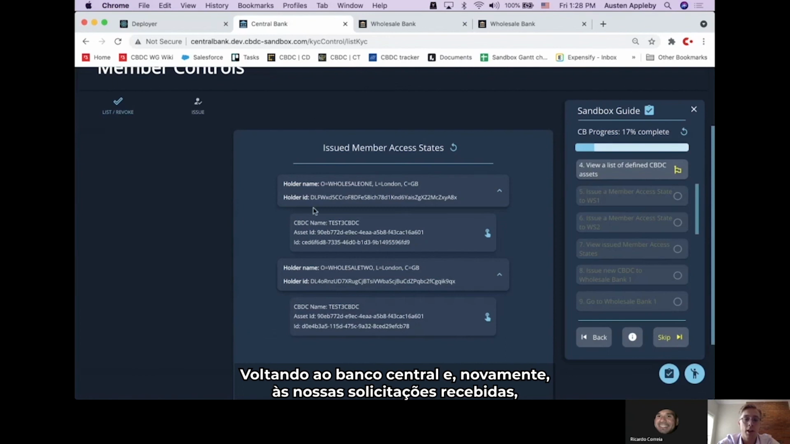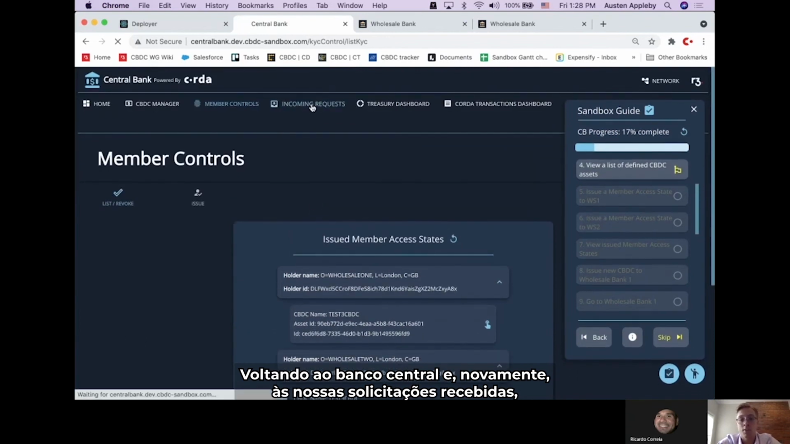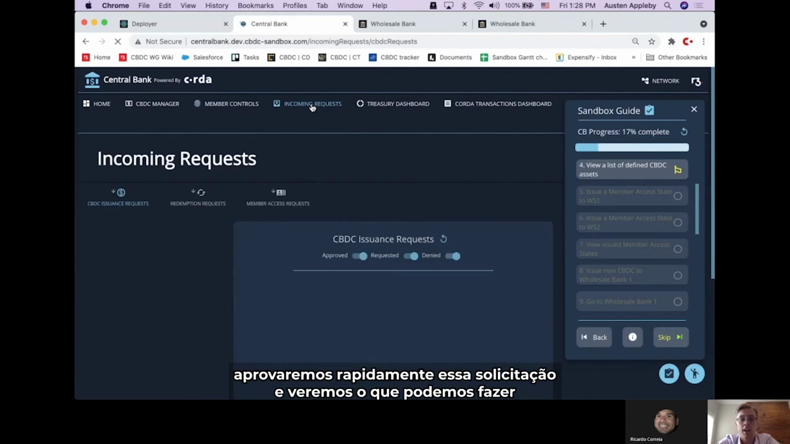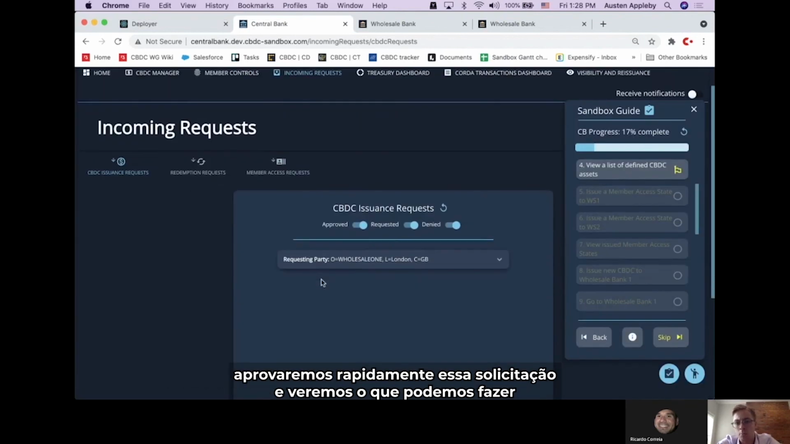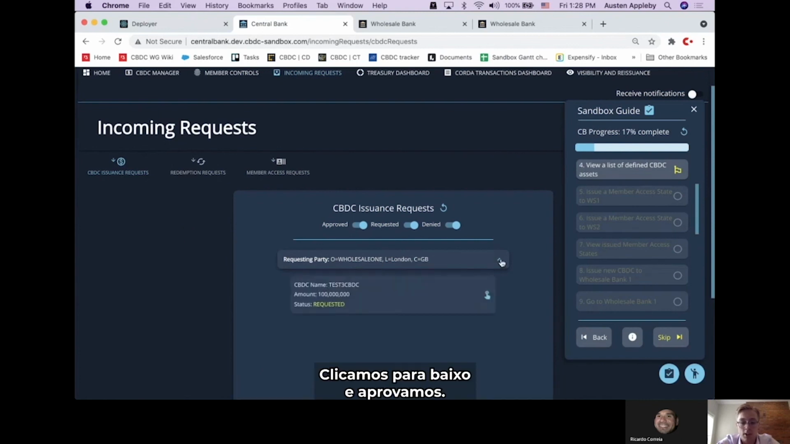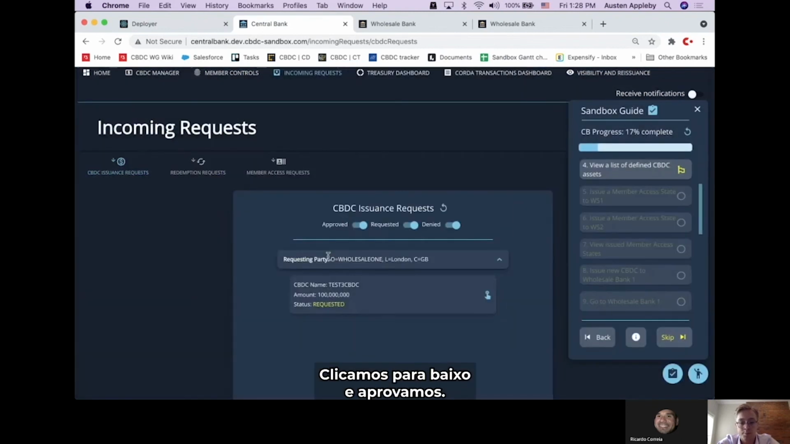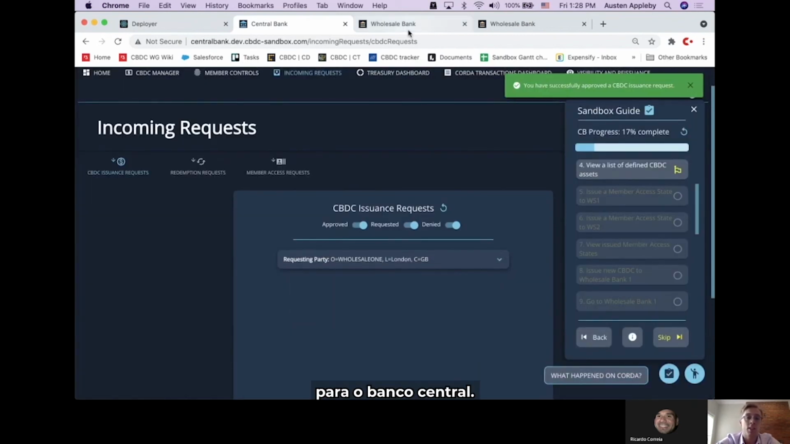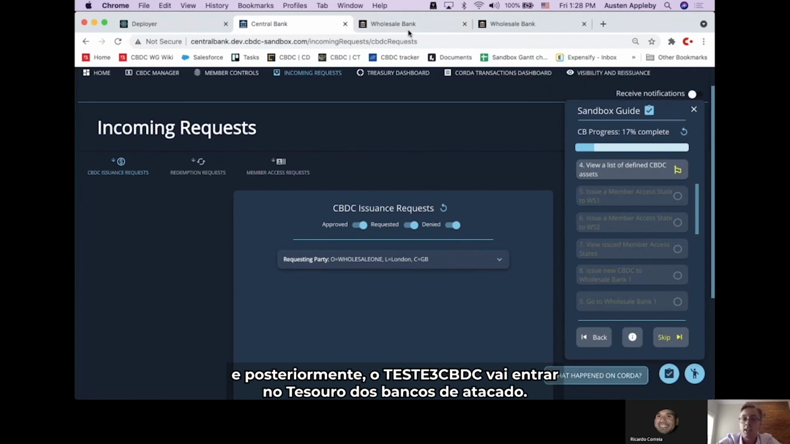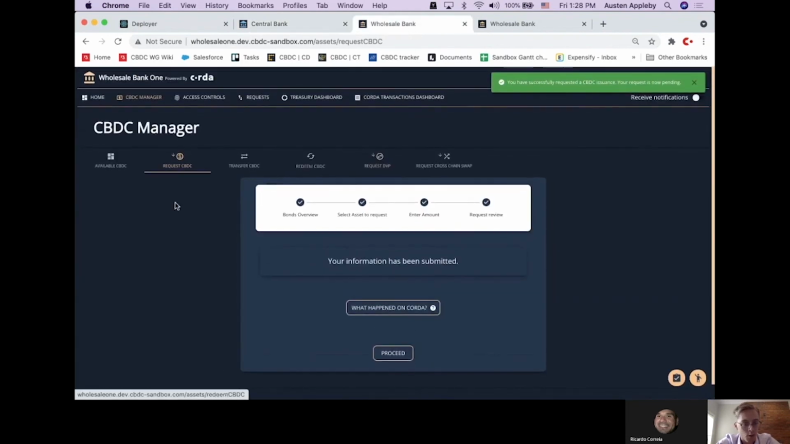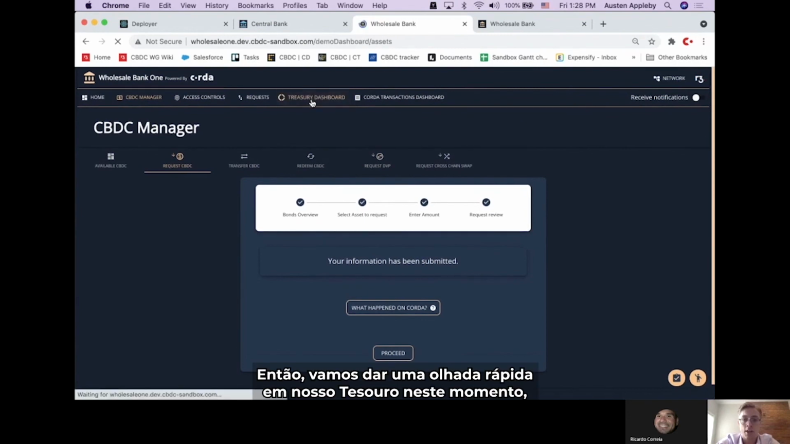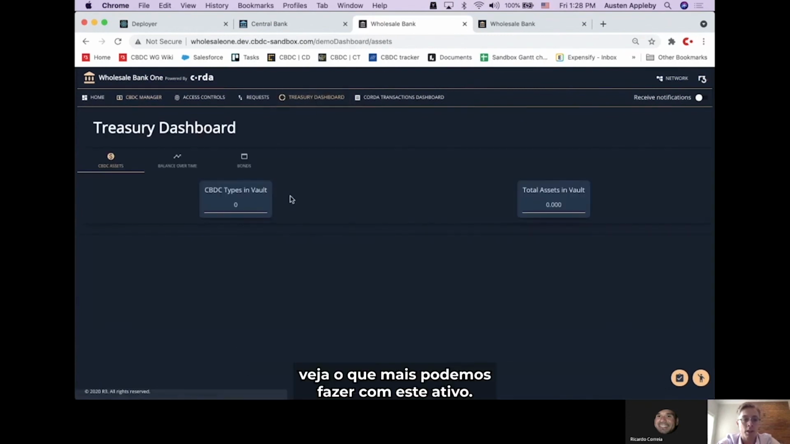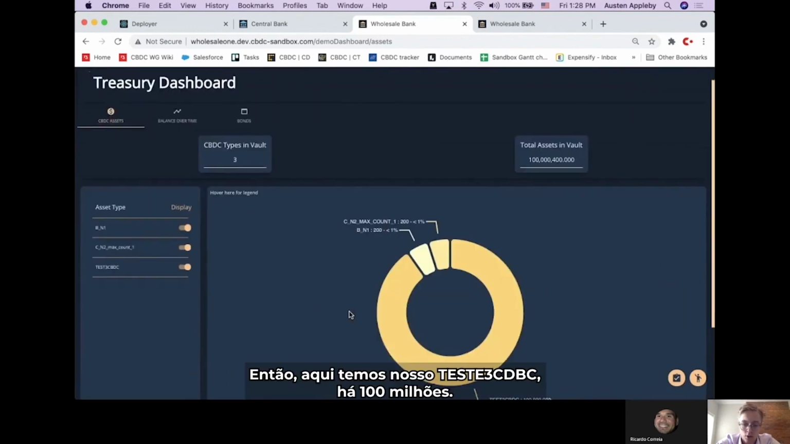Jumping back to the central bank, and again to our incoming requests, we're going to just quickly approve this request and then see what we can do between central banks, or between wholesale banks rather. So we see our request coming in, we'll click down and we'll approve this. At this time, the bonds are being transferred from the wholesale bank to the central bank, and subsequently the test 3 CBDC is entering the wholesale bank's treasury. So I think we'll take a quick look at that in our treasury at this time, and then we'll see what else we can do with this asset. So here we have our test 3 CBDC, and there's 100 million.